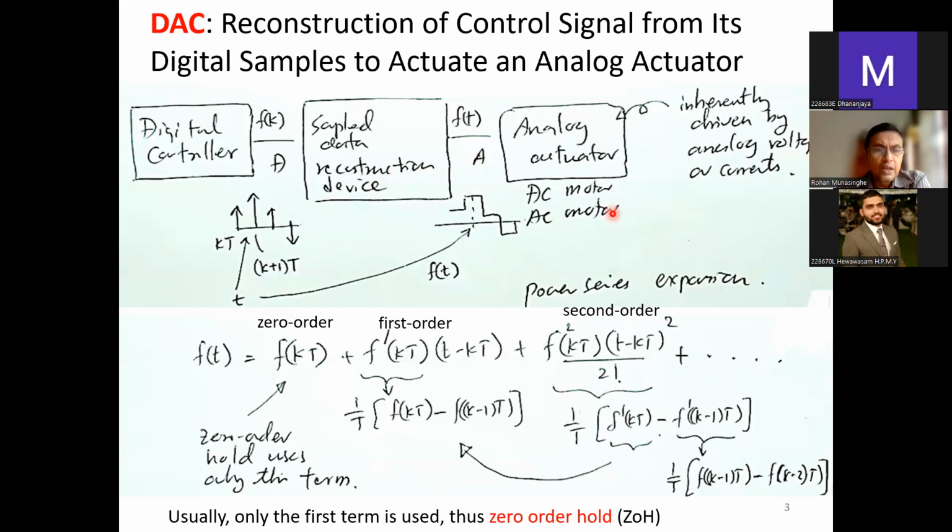Now, let's say we don't want to make things unnecessarily complicated. If we want to get only the first term, the zero order hold, you can do that. There are a lot of digital controllers where the DAC, or digital to analog converter, is just a zero order hold circuit. It's only f(kT). In that case, you maintain the level until you get the next sample. Once you get the next sample, maybe a bit higher, you maintain that level, like a staircase.